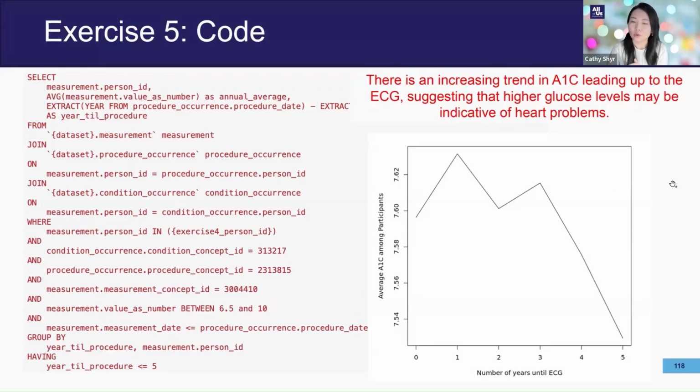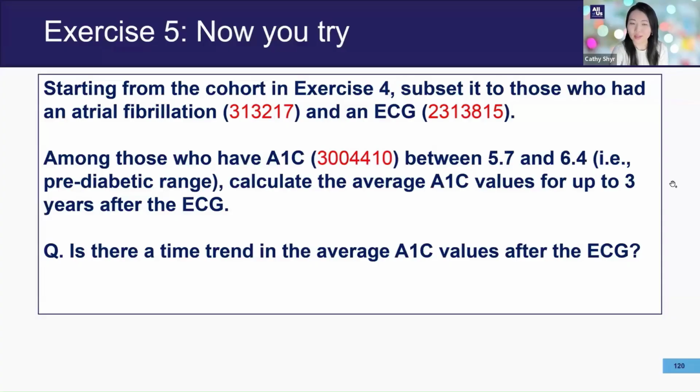Okay. So for this last exercise, I would like everyone to go into their Jupyter notebook and try subsetting it to those who've had an AFib and an ECG. And among those who had an A1C value between 5.7 and 6.4, which is the pre-diabetic range, we want to calculate the average A1C values up to 3 years after the ECG. And we also want to answer, is there a time trend in the average A1C values after the ECG?